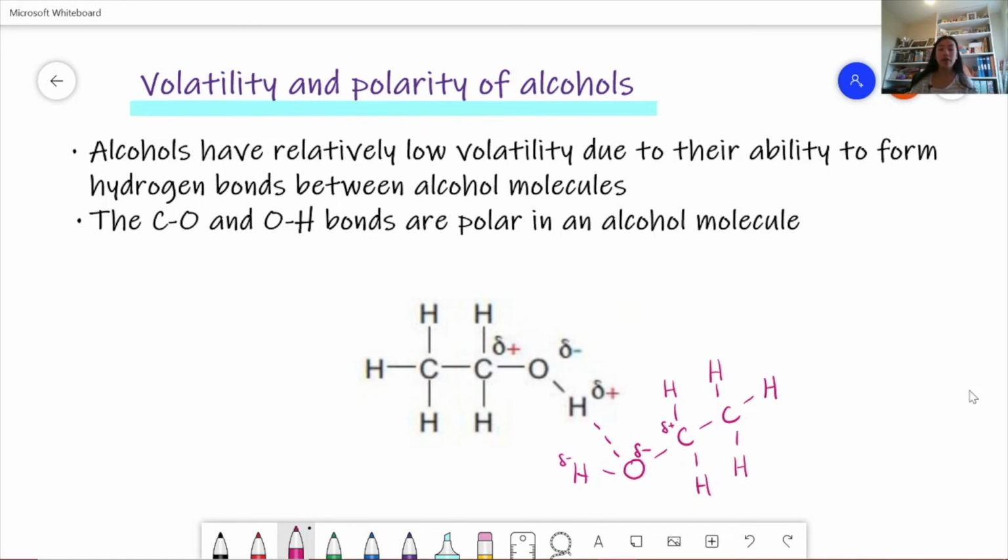And another thing that you need to know is that the carbon-oxygen and oxygen-hydrogen bonds are polar in an alcohol molecule. And this is again because the oxygen is very, very electronegative. So its power to attract the electrons in a covalent bond is very high. And so all the electrons like to be around the oxygen more. And so it obtains a partial negative charge, whereas the things which are attached, so the carbon and the hydrogen, both obtain partially positive charges, because all the electrons like to be around the oxygen and not around the carbon and hydrogen.